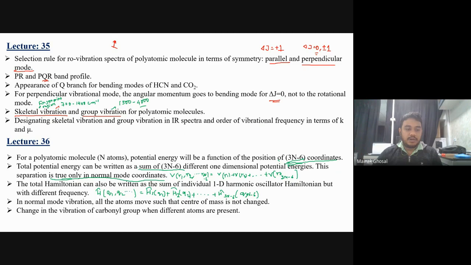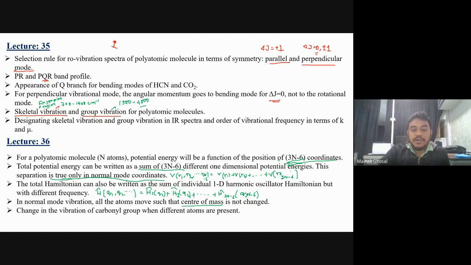Then it was shown that in normal mode vibration, all the atoms move such that their center of mass is not changed. So if something is stretching over here, the atom above will come down to maintain the center of mass. So for a polyatomic molecule, the movement of one or more atoms corresponds to a movement of all the other atoms in the molecule.